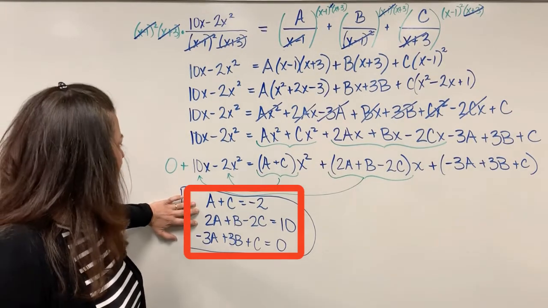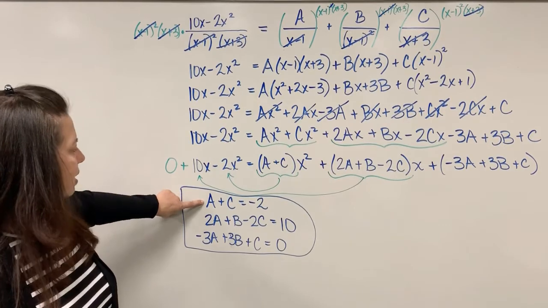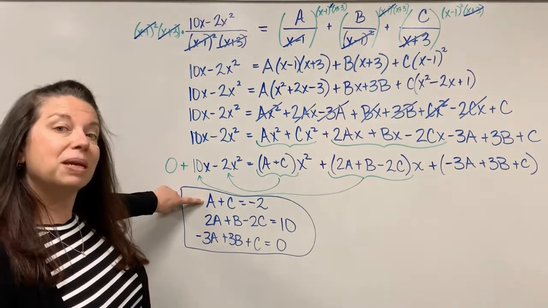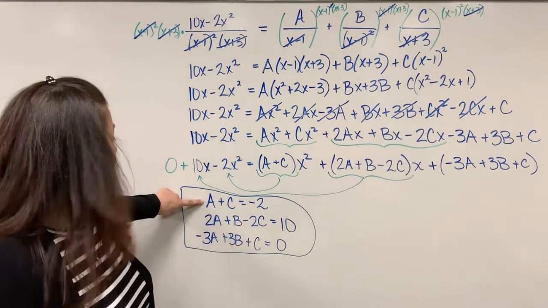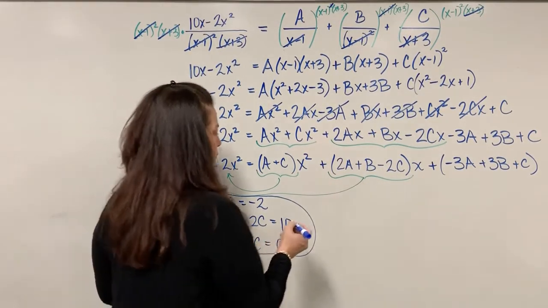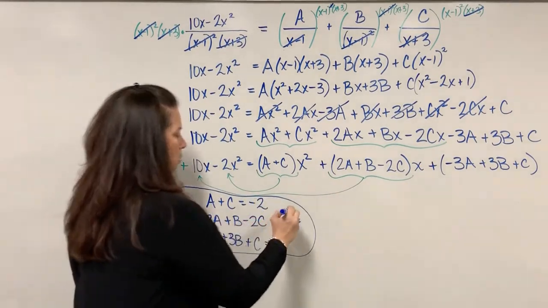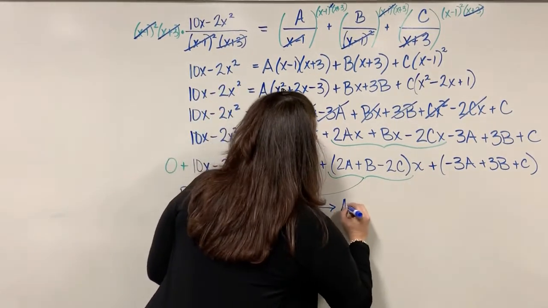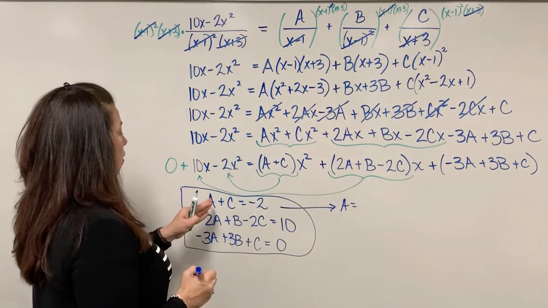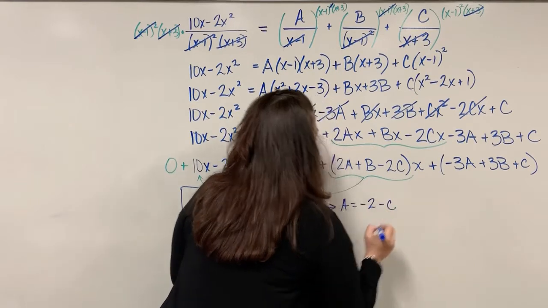My eye automatically goes to this top equation of a plus c equals negative 2. It's appealing to me because it only has 2 unknowns. So let's take that equation and solve for one of the unknowns. Maybe I'll solve for a by subtracting c over. Okay, so I now have a new equation: a equals, how about, negative 2 minus c?